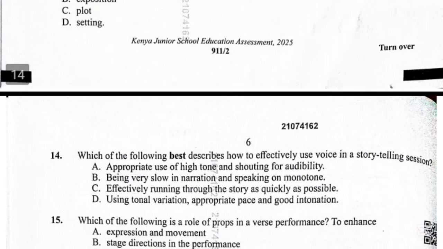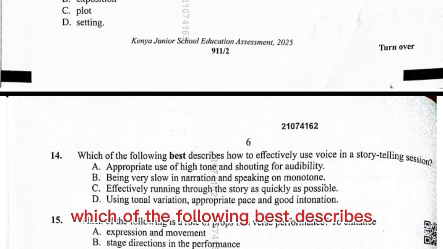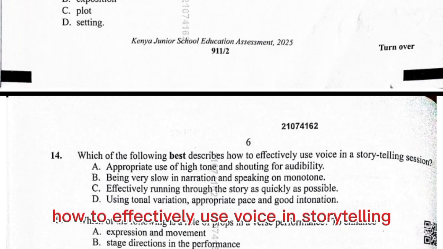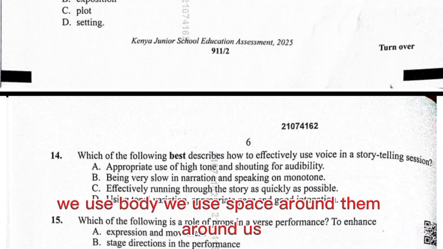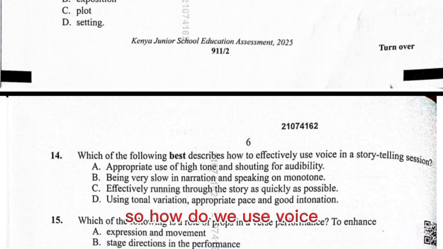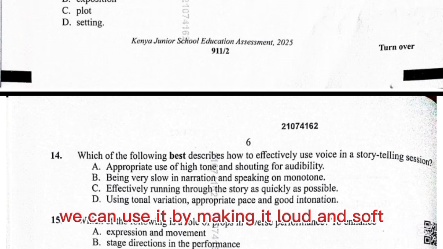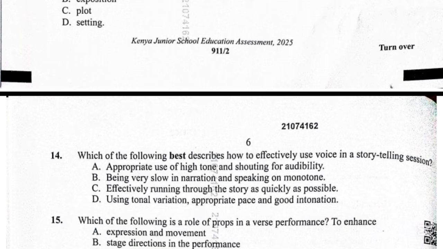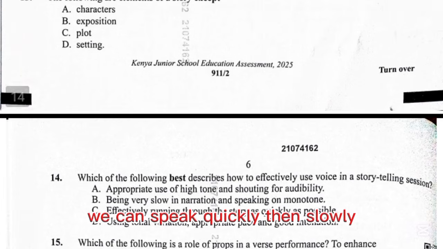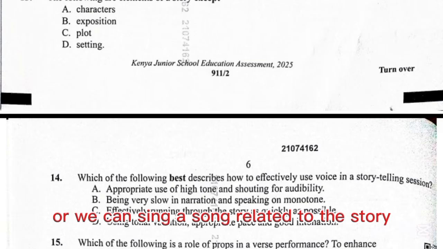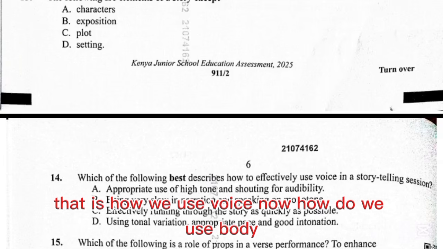Question 14. Which of the following best describes how to effectively use voice in storytelling. So, in storytelling, we use voice, we use body, we use space around us. So, how do we use voice? We can make it loud and soft. We can make the voice sound rough and then sweet. We can speak quickly, then slowly, or we can sing a song related to the story. That is how we use voice.